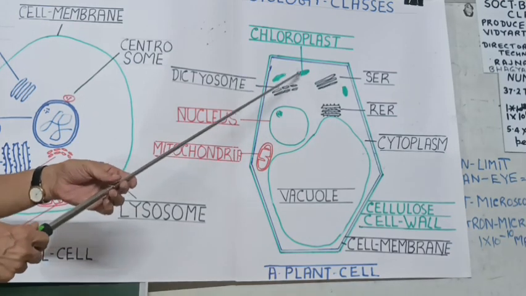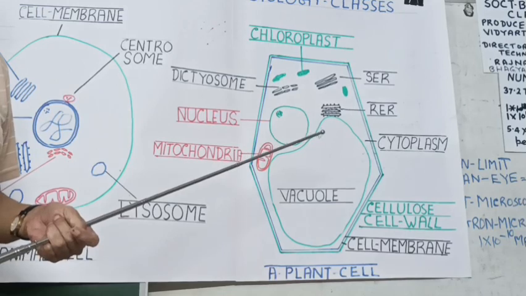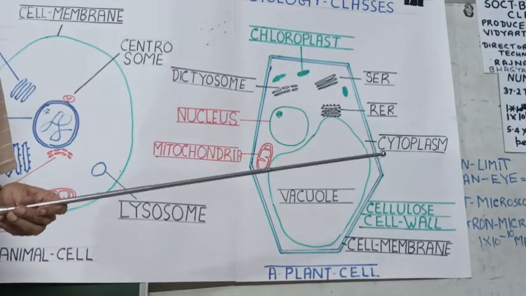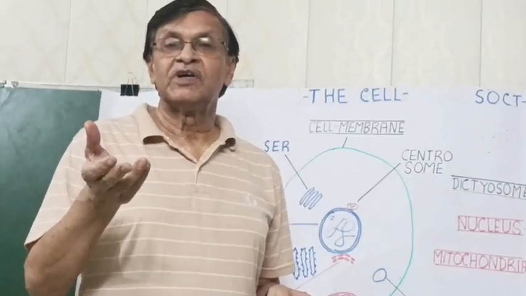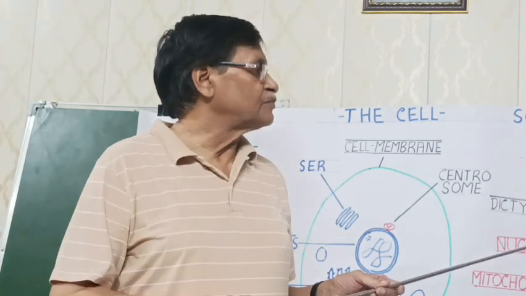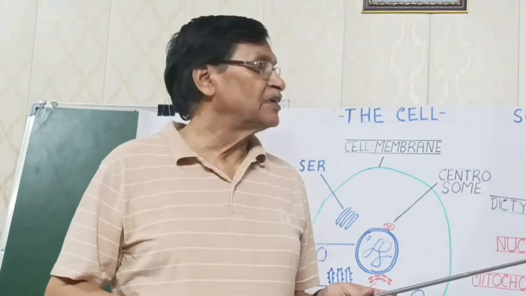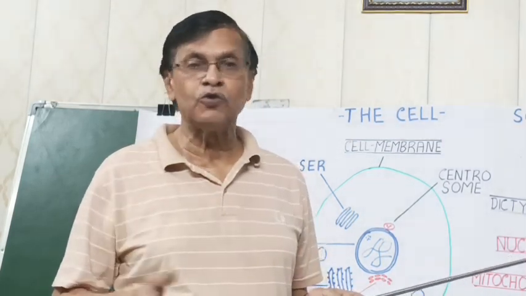Then we have certain plastids. Plastids are found in plant cells only. There are three types of plastids. One is the leucoplasts, which are colorless and found in potato for storage of starch granules. Then in the green leaves, we have green chloroplasts containing the chlorophyll molecule.